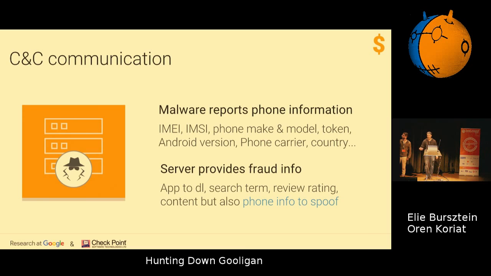And then, weirdly enough, the server not only tells you which app to download from the Play Store, but also which search term to use, and if you need to put a rating and what the rating and the comment would be, but also what phone information to spoof. And that was a very, very weird point for a while, because you already have the phone. So the phone knows who it is, so it should just be who it is. And actually, it was not the case, so we were very puzzled by that.